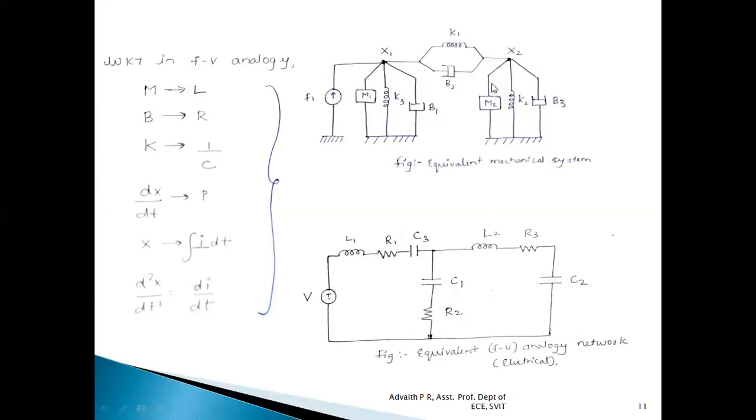These three mechanical elements M2, K2 and B3, which were connected in parallel in the equivalent mechanical system, will be connected in series when we convert them to the electrical analogous network. So in place of M2, L2, in place of B3, R3, in place of K2, 1 by C2, which are connected in series. And because we have two meshes, there will definitely be two mesh currents, I1 and I2. So this is how we draw the equivalent electrical network using force-voltage analogy.